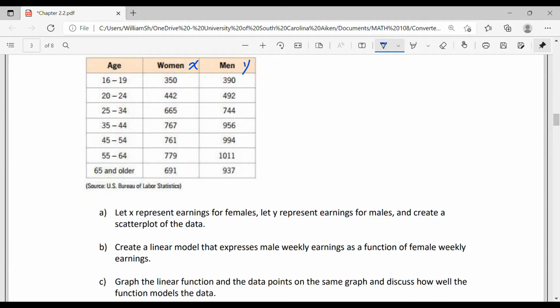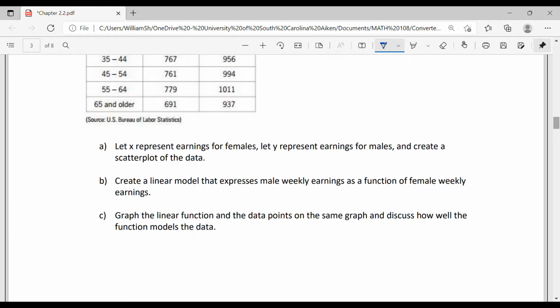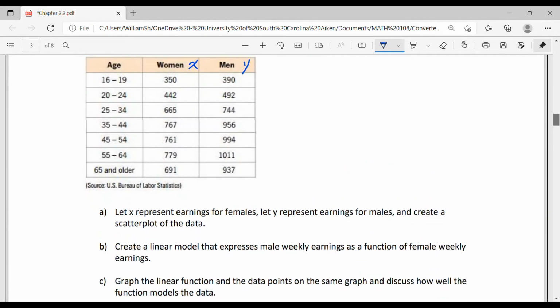And we want to graph the linear function and the data points on the same graph and discuss how well the function models the data. So what I'm going to do is transition us back to the calculator, and I'm going to go ahead and type this into my list so that when I pull the calculator up, these lists are already typed in. I'll still show you how to get there, but instead of making you watch me type one in at a time, if you want to type it on your own, hit pause, type it in your calculator, and then hit play, and you'll be right caught back up with me. See you over at the calculator in just a second.